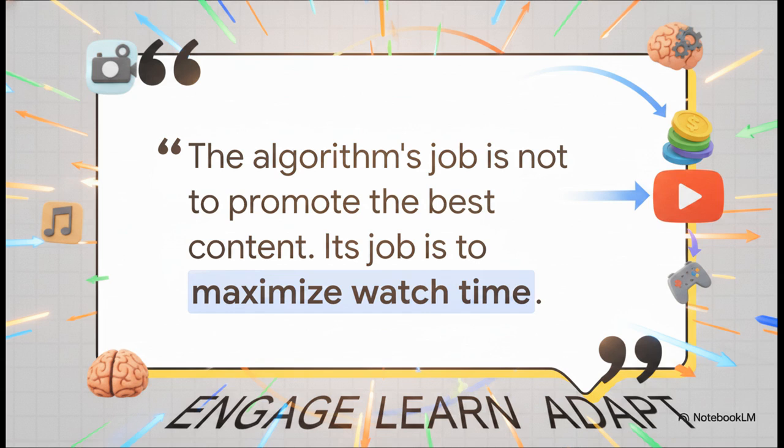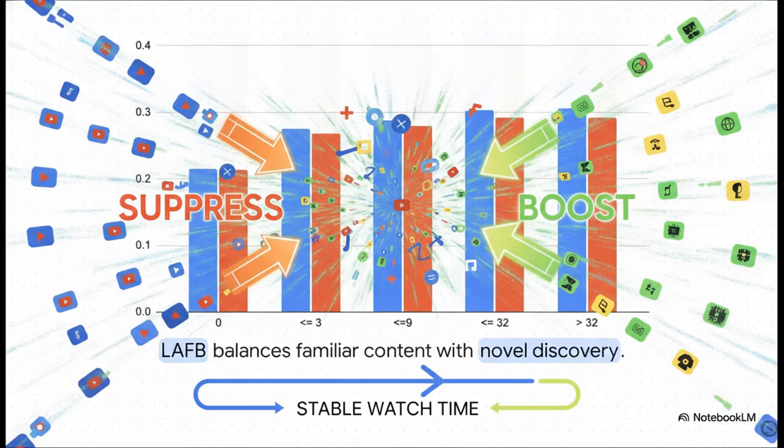But to maintain that watch time, the algorithm has to constantly learn and evolve, so you, the viewer, don't just get bored and click away. And this brilliantly illustrates how they actually do that. To tune that engine, engineers use a post-ranking framework called LAFB, which stands for Learning to Alleviate Familiarity Bias.